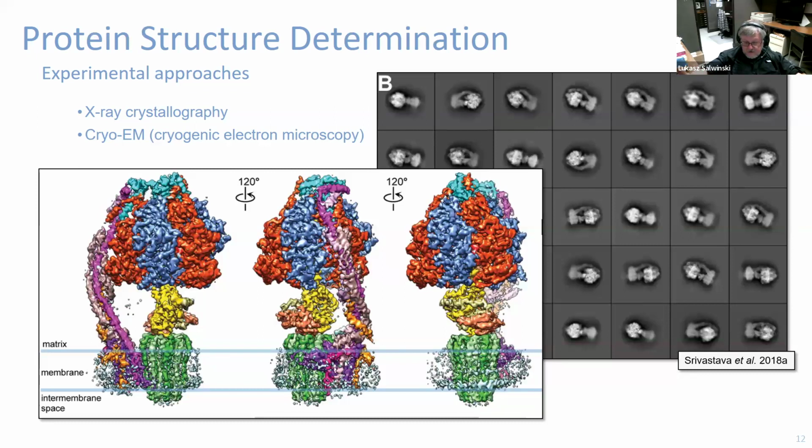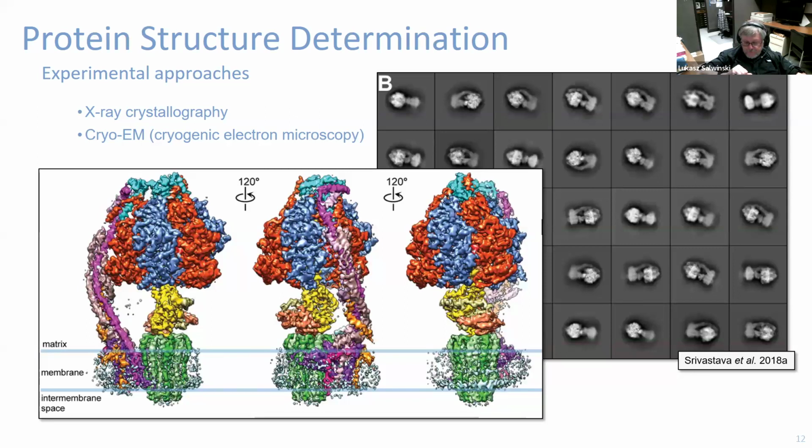The advantage of cryo-EM is that you can determine structures of proteins that are very hard or impossible to crystallize. That's a serious advantage. It's bypassing the major bottleneck of X-ray crystallography, which is growing crystals.